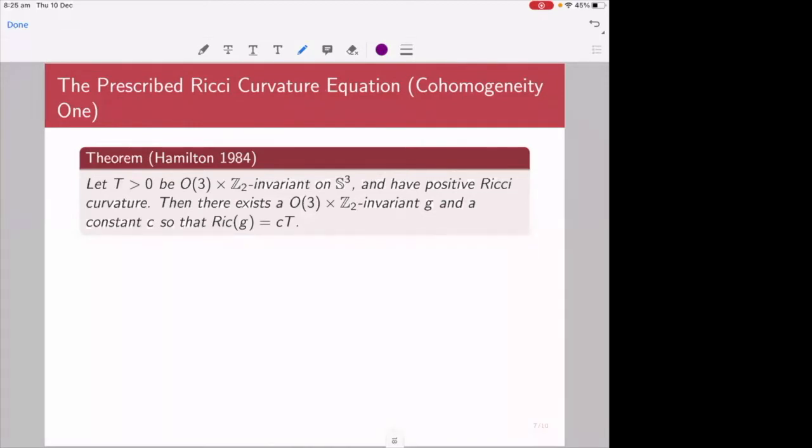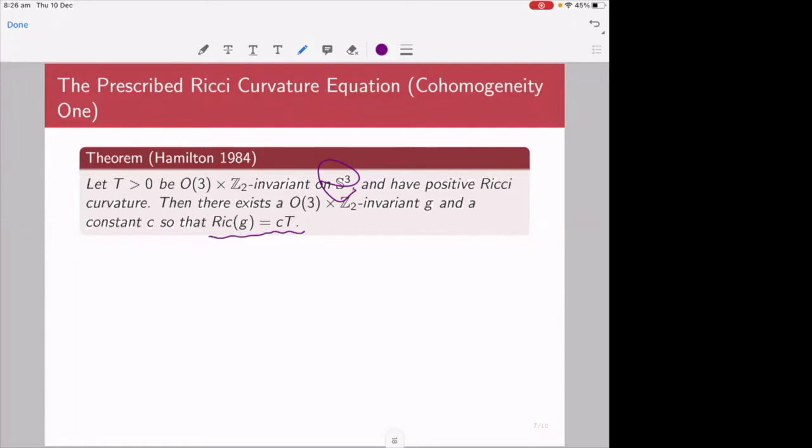I find this to be a rather nice intermediate step here. Okay, so where do we begin? What's the most natural cohomogeneity-one manifolds to study this problem on? Well, we can go back to our good old three-sphere again. Let's say that we're trying to prescribe a positive Ricci curvature on the three-sphere.